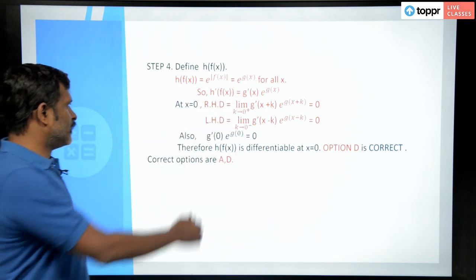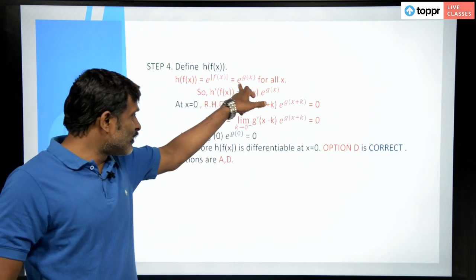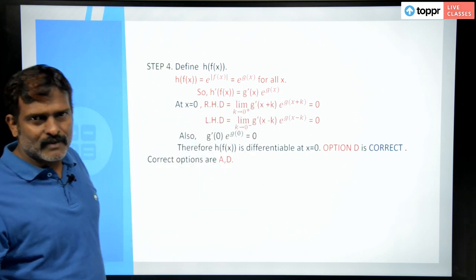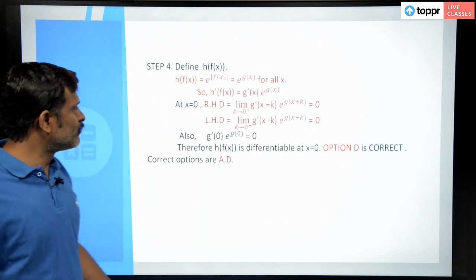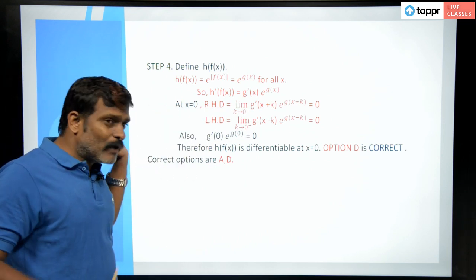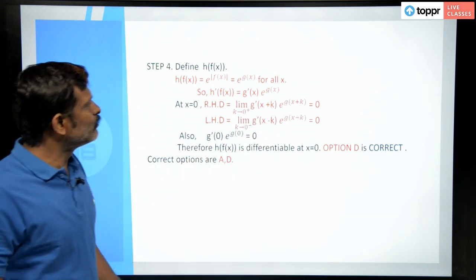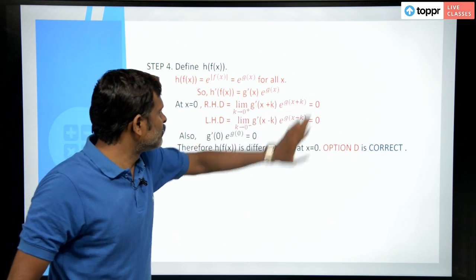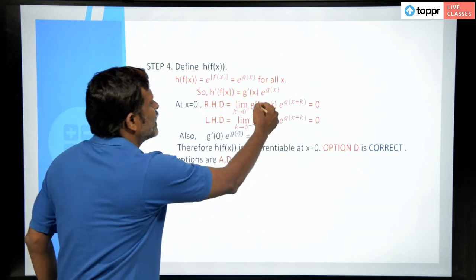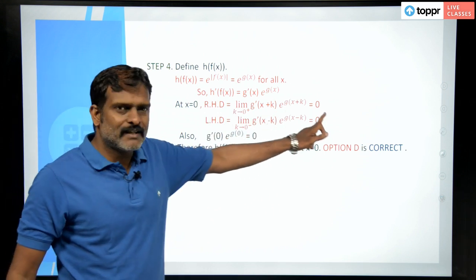Now, what happens if you differentiate this? h dash of f of x, the differentiation of e power g of x is simply e power g of x, and then differentiation of g of x is g dash x using the chain rule again. Now, what is the right hand derivative here? When you approach from the right side of 0, g dash of x plus k into e power g of x plus k. Now, it is going to 0. So, g dash of 0 is 0, 0 into something is 0.